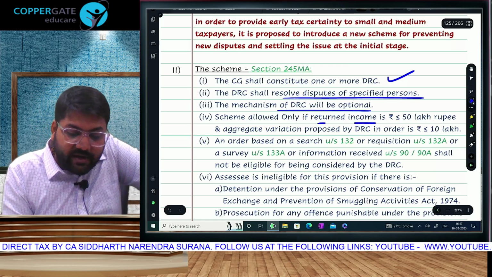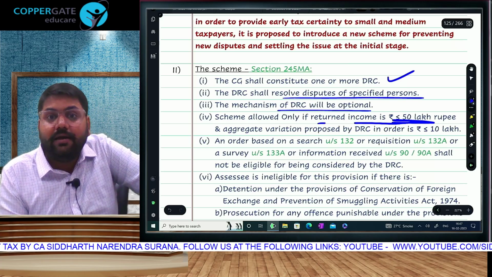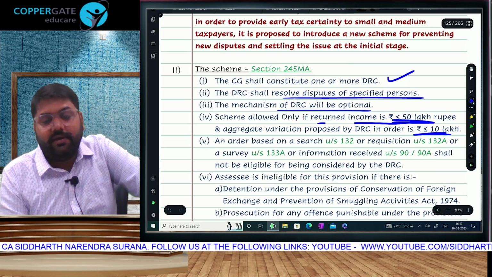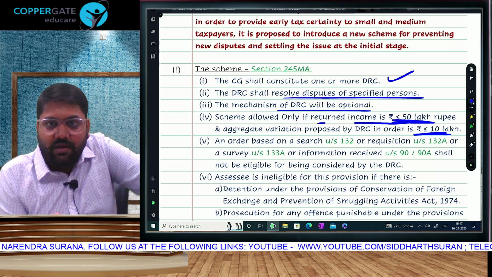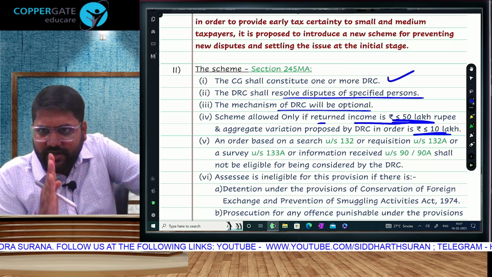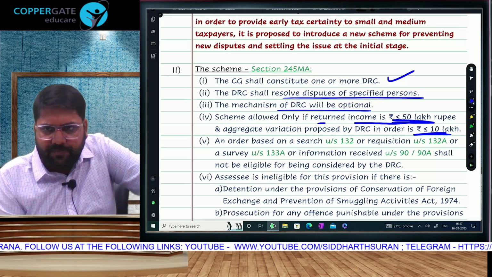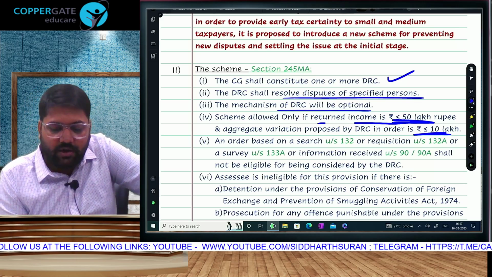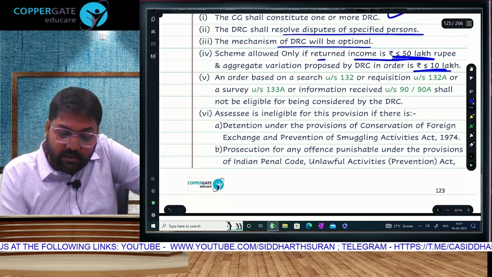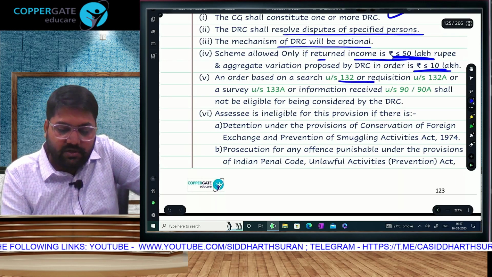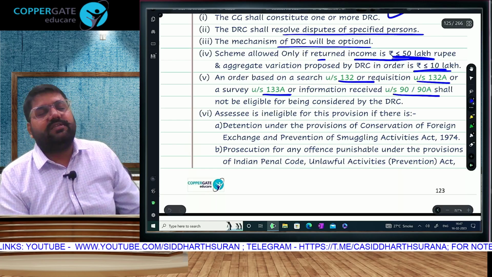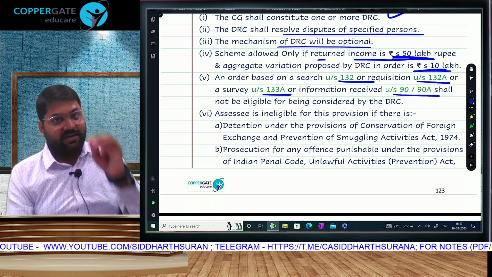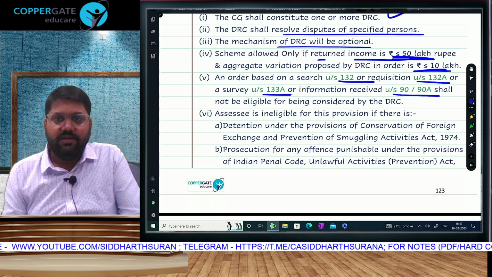Only if the income that you have shown in your return is up to 50 lakh and the variation is up to 10 lakh. Income up to 50 lakh and the addition that is happening, the variation is up to 10 lakh. Only then, only such small taxpayers will be allowed to go to dispute resolution committee instead of following the long appellate procedure. But if the order is based on a search or a requisition or a survey or any bilateral information received against you, then DRC not available, even if 50 lakh and 10 lakh condition is fulfilled.